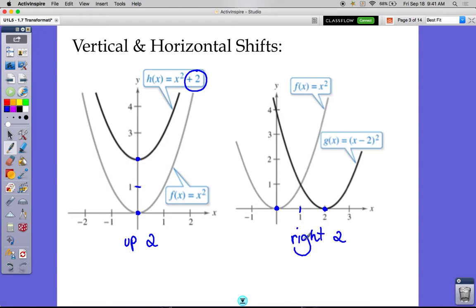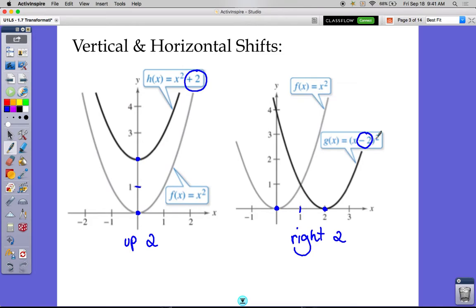This went to the right 2, but inside the parentheses we see a minus 2, and notice that that's before the square comes in. So that's happening directly to the x. It's the opposite. So if you see a minus 2, it's going to go to the right. If you see a plus 2, it's going to go to the left.